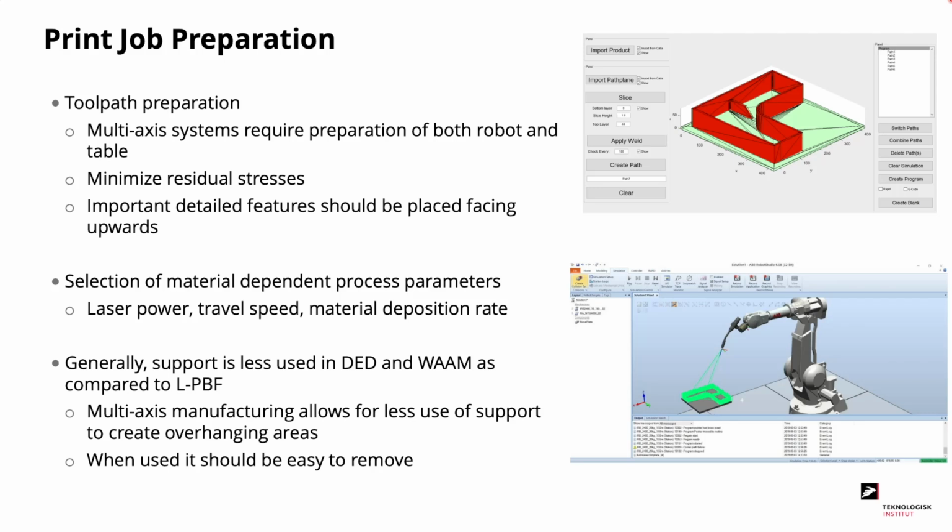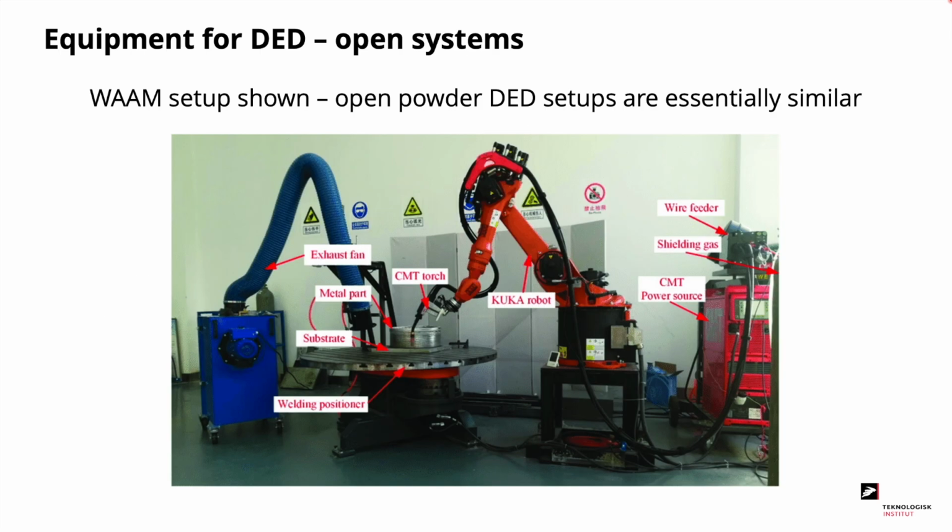The multi-axis manufacturing allows for less use of support to create overhanging areas, but when used, it should be easy to remove. Now we will have a look at the typical equipment needed for open DED systems. The picture below shows a WAM setup, but open powder DED setups are essentially similar.